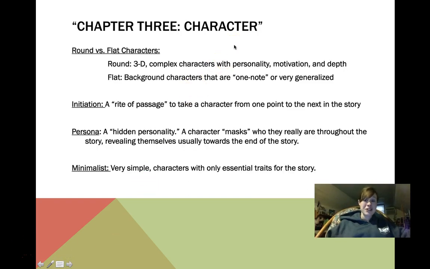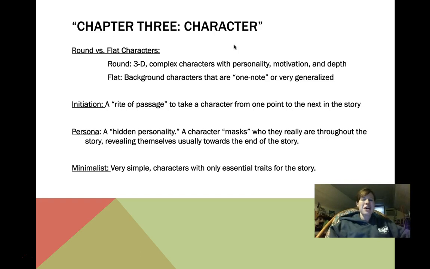Alright, so that's chapter 2, setting. Like I said, very short chapters. Lots of stories, examples. Character is a very short chapter as well. It's really just one slide here, which is funny because character is one of the most important aspects of fiction.